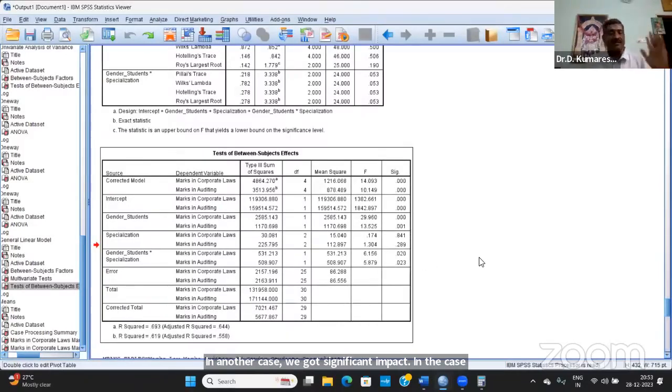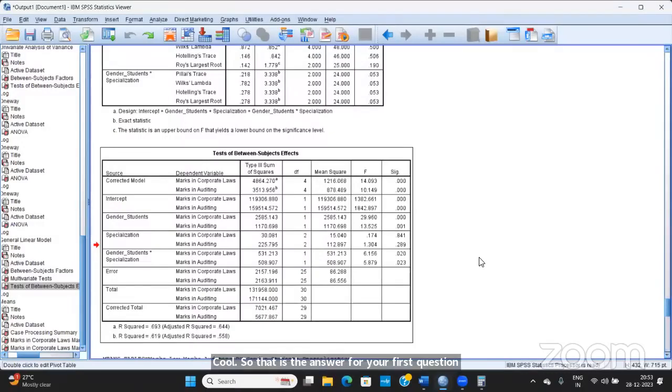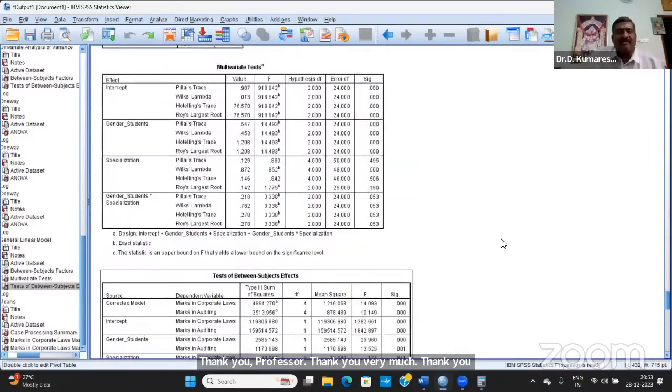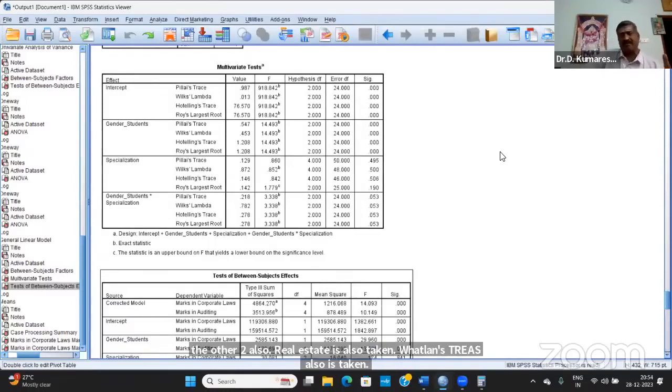So that is the answer for your first question, Professor. Thank you very much. And as you said, your second question, you come to Wilks lambda. There are 4 tests. Mainly Wilks lambda is taken. Most probably Wilks lambda, or sometimes the other 2 also, first and third. Willis test is also taken. Hotelling's test also is taken. Most probably Wilks lambda is taken.